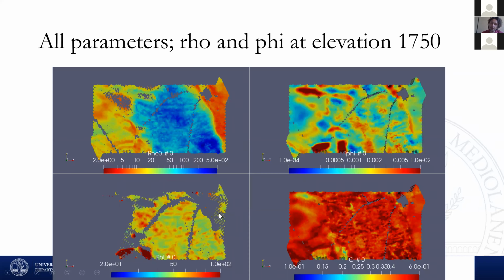And the interesting part is that also here we see that there is a nice correspondence between the chargeable anomalies and these tau anomalies, and the values that we found, around 10 to the minus 2 seconds, are compatible with the literature for IP anomalies for this kind of deposits.